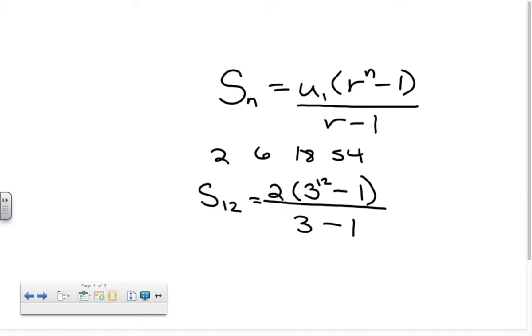Now, I did not do this ahead of time, so I do need to do this on the graphing calculator right now. So I'm going to go 2 times 3 to the 12th minus 1 divided by 2. That's going to give me S12 equals 531440. This should be fairly simple. Use your formula again. I will let you have a formula sheet on the test, so you don't need to memorize it.